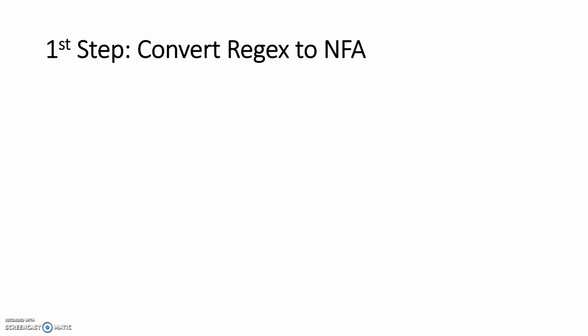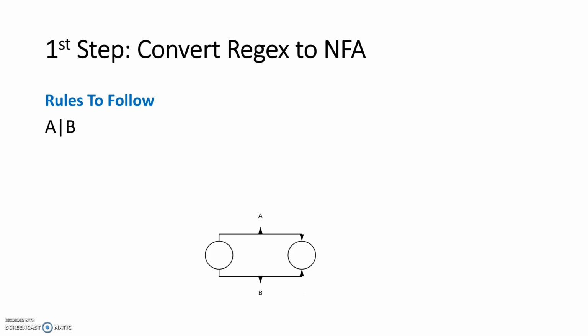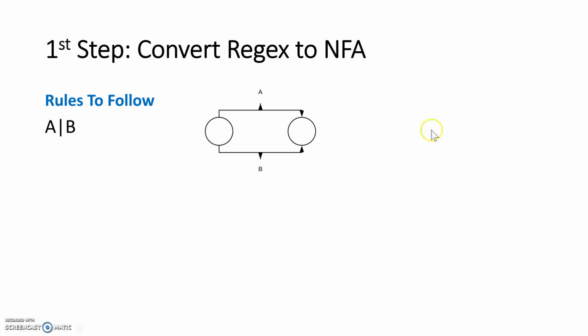Before we start this process, here are some rules that you need to remember before we convert the regular expressions to the NFA. The first one is A or B. It is represented by two states. So these are two states, followed by two transitions between these two states. One is A, and the second is B.